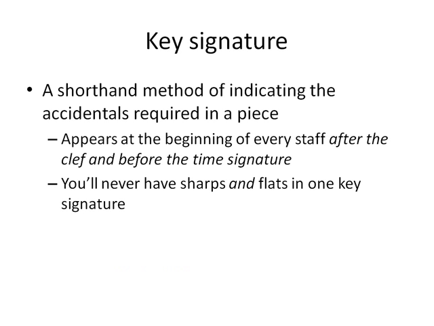We can use a key signature as a shorthand method. A key signature is a shorthand method of indicating the accidentals required in a piece. The key signature appears at the beginning of every staff, after the clef, and before the time signature. And as with our discussion of major scales, you'll never have sharps and flats in one key signature.